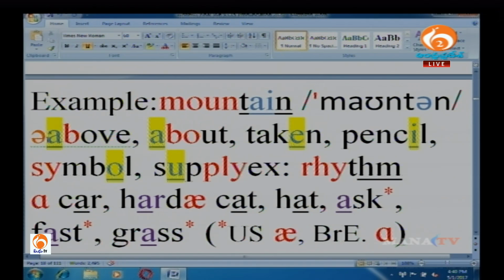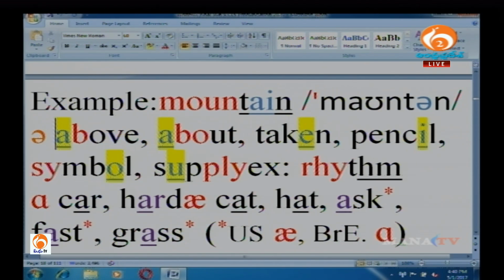This symbol, where do you see this symbol and which words use this symbol? It represents the schwa sound. Try this sound. Above, repeat after me. Above.